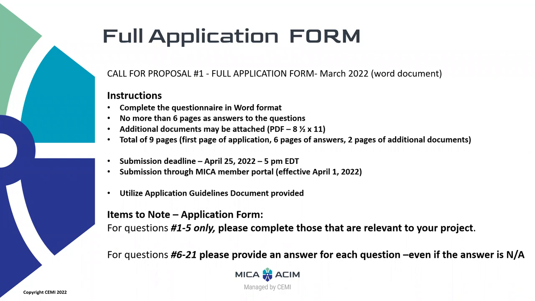The only other thing I'd like to note that might not be as clear on the application form is the written questions. The first questions, 1 to 5, relate back to the technical theme. You can have more than one answer here, but only answer those that are relevant to your project. For example, there's a question that ties back to environmental. If your project doesn't have anything to do with the environmental technical focus, it's just a not applicable question. But for the remaining questions, from number 6 to 21, please provide an answer for each question, even if it is not applicable to you; indicate that it's not applicable.